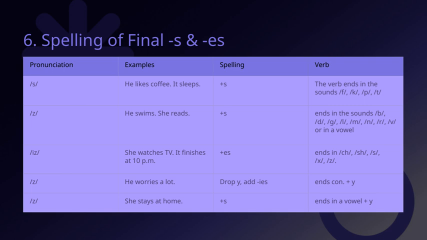There's also a special case with verbs ending in a consonant plus y. We drop the y and add ies, like he worries a lot. And if the verb ends in a vowel plus y, we simply add plus s, as in she stays at home. Understanding these rules helps us spell and pronounce verbs correctly in the third person singular. It's a key part of mastering English verb forms and ensuring clarity in communication.